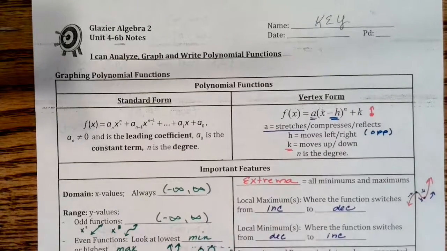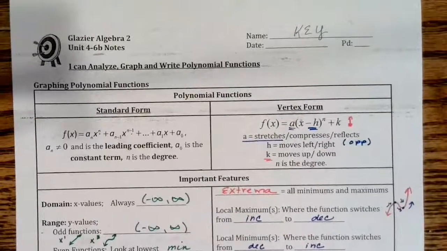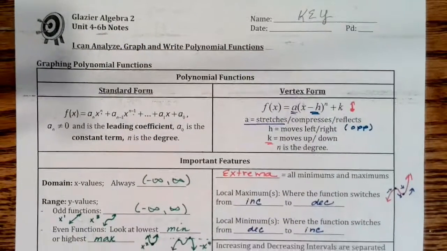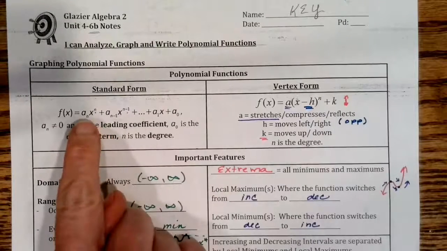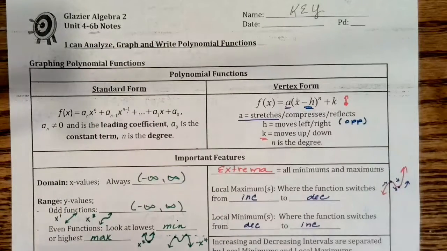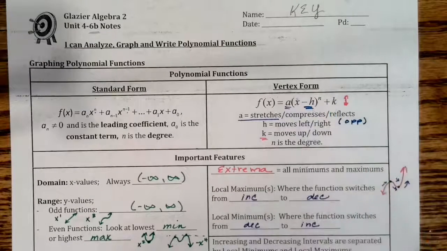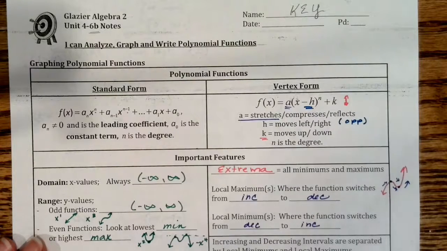Right everybody, here's the key to Unit 4-6B notes. We're having a conversation between standard form and vertex form. Remember, standard form is where we have decreasing intervals of x, and vertex form is where we have the graph or the equation in a format so that I can see the transformations and I can see the vertex. And remember, vertex form works for any power, so it doesn't matter what n is, that's always going to be that vertex, that middle point of the graph.